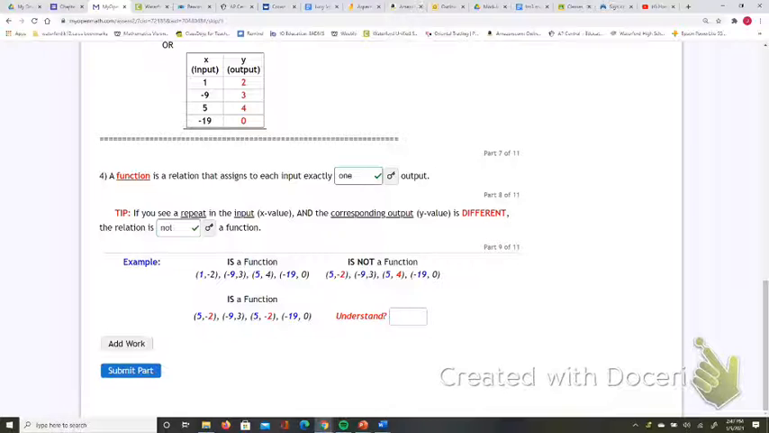Now this one says is a function. And I want you to notice this one has some red in it again. See how we have 5, negative 2? And then we have 5 again, but look, that's still negative 2. So if I list the same one twice, that's the same point just listed twice, that's okay. Yes, it's still a function. And yes, we understand.